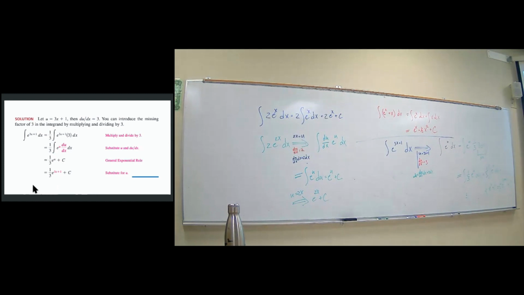And that is exactly what we did here. We start by saying, what is u? Then we find du/dx. Then we inject a 1, right? That's how we get the 1 over 3 and the 3. We write everything in terms of du/dx, then in terms of du. Integrate and substitute back in for our u.